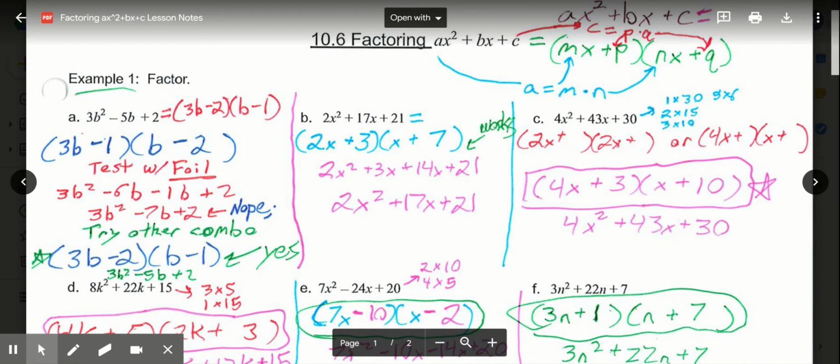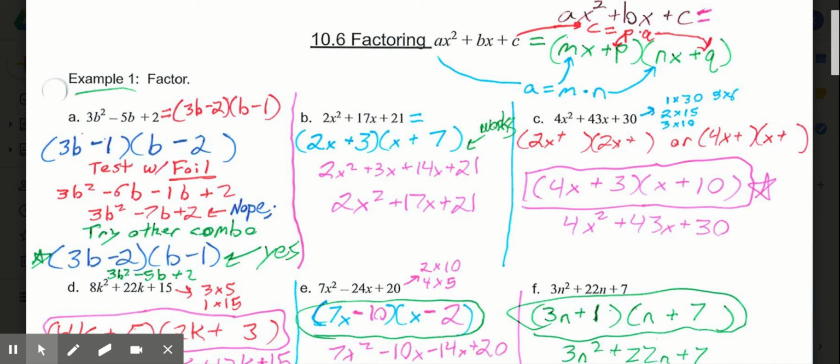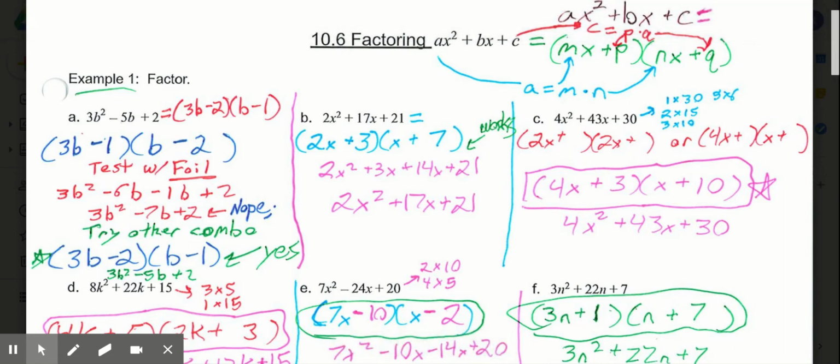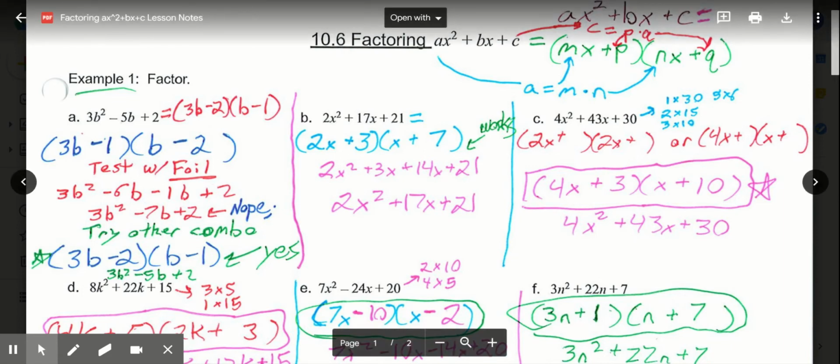When we FOIL that, 4x times 4x is 4x squared. On the outer, 4x times 10 is 40x. Inner, 3x, which gives us 43x. And then last, 3 times 10 is 30. So in this case, 4x squared plus 43x plus 30 is what we want. So that right there is our answer.